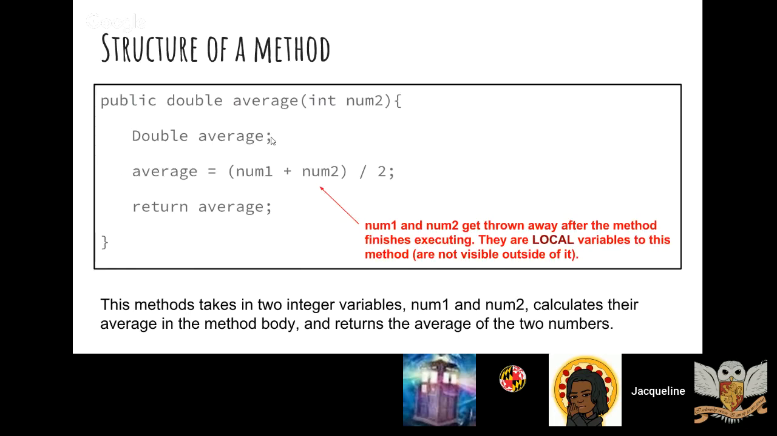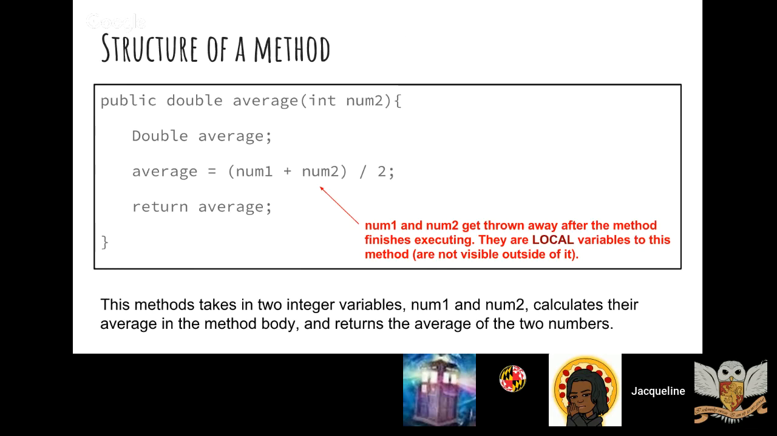So then it creates a double average, and it sets that equal to the average of those two numbers, and it returns it. What's really important to note here is that these num1 and num2 only exist inside the method itself. And outside of the method, they'll just get thrown away. And that is a property because these are primitive. So any changes we were to make to num1 and num2 wouldn't take effect outside of the program.